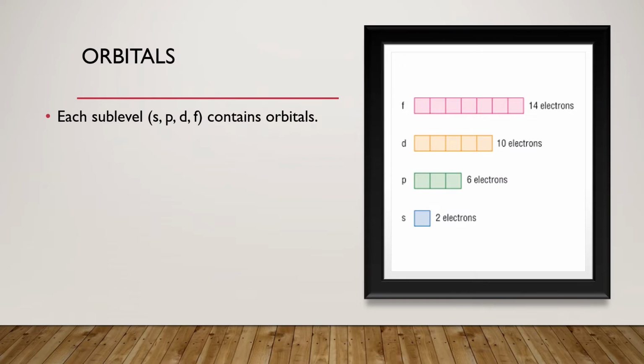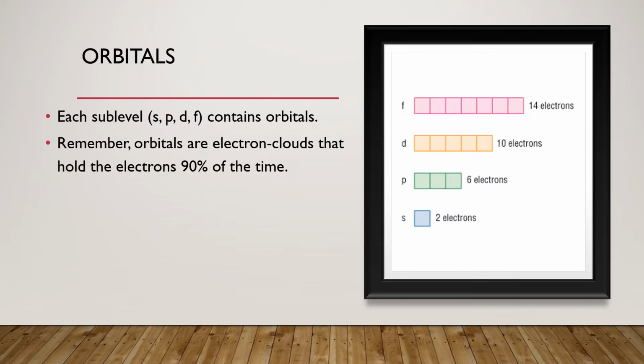Each sublevel, S, P, D, and F, contains things that are called orbitals. Now, don't think of orbitals as your picture of the atom in your head with these around it, okay? That's not what we're talking about when we're talking about orbitals. These can be some confusing vocabulary, so you got to pay attention. Orbitals are electron clouds that hold the electrons 90% of the time, so they're different than that.